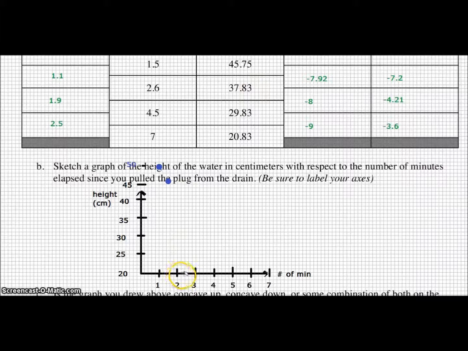2.6, 37.83. Let's see, here's 2.5, so 2.6 would be about right here, and I want to go up to 37.83. Here's 35, 36, 37, 38, so somewhere about right here. 4.5 and 29.83.